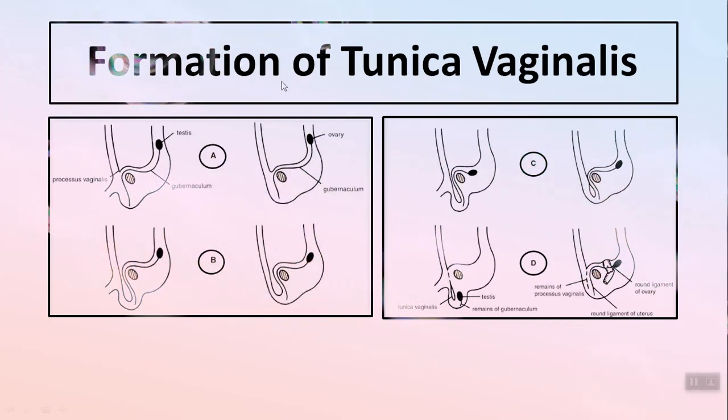How is the tunica vaginalis formed? Formation of the tunica vaginalis, as we said, the testis's original position is in the lumbar region, on the back. With further growth, it descends down through the lower part of the abdomen to its final destination in the scrotum. As it descends down, it will drag with it a pouch of peritoneum containing a cavity. With further growth, this pouch will be separated from the original peritoneal cavity.